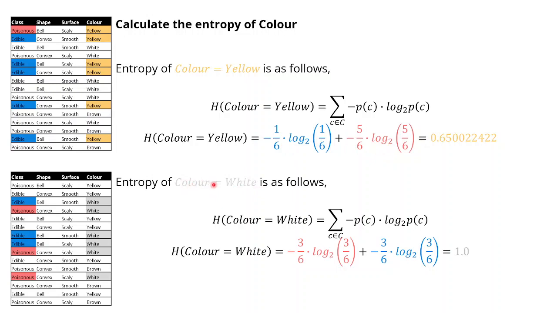Next, calculate the entropy of the white color. So, first, let's count how many whites. We have 1, 2, 3, 4, 5, 6. Okay, we have 6 white colors. Out of those whites, how many are edible? I mean poisonous. We have 3 poisonous, so that's why we put 3 over 6 here. Then how many are edible? We can see here 3 also. So write 3 over 6. The result here is 1. The entropy of the color white is 1.